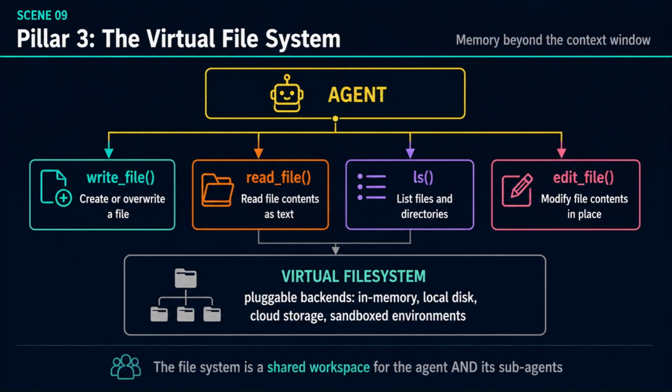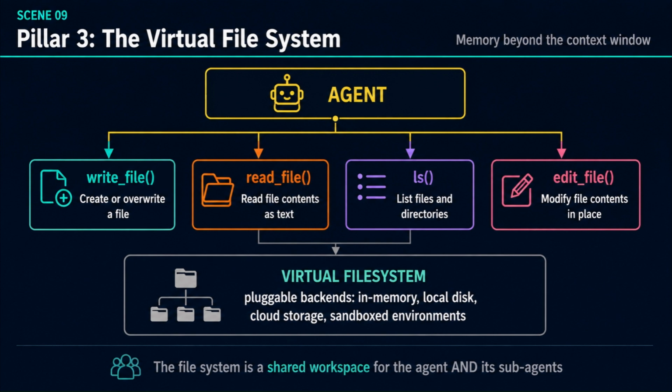The file system pillar solves a different problem than subagent isolation. Memory that persists far longer than any context window, regardless of whether delegation is even involved. The agent gets 4 fundamental operations. Write_file to persist new content, read_file to retrieve it later, ls to list what currently exists, and edit_file to modify existing content in place. What makes this architecturally significant is that it's explicitly described as pluggable.